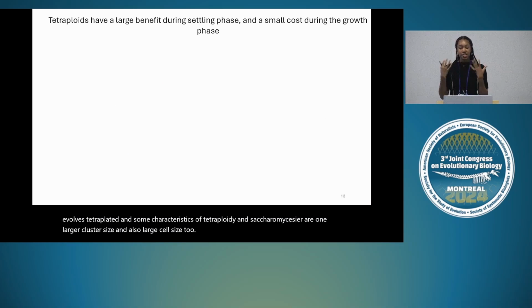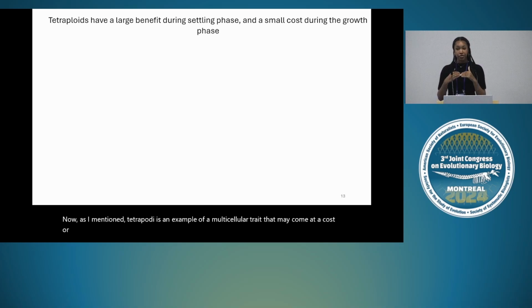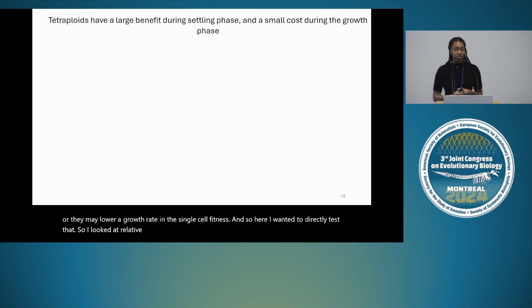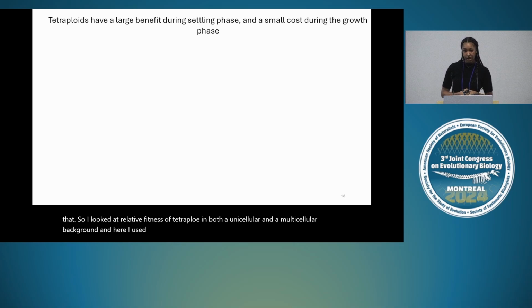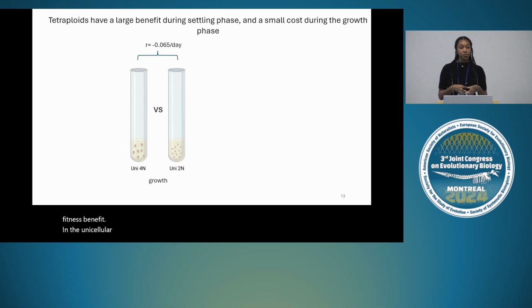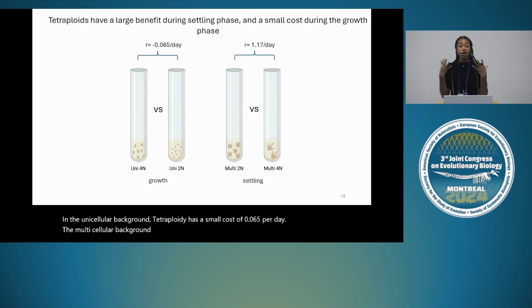Now, as I mentioned, tetraploidy is an example of a multicellular trait that may come at a cost, or they may lower growth rate and thus single cell fitness. And so here I wanted to directly test that. So I looked at relative fitness of tetraploidy in both a unicellular and a multicellular background. And here I used the selection rate constant, where R equals 0 means that there is no fitness benefit. In a unicellular background, tetraploidy has a small cost of 0.065 per day. In the multicellular background, tetraploidy gives a large benefit of 1.17 per day.